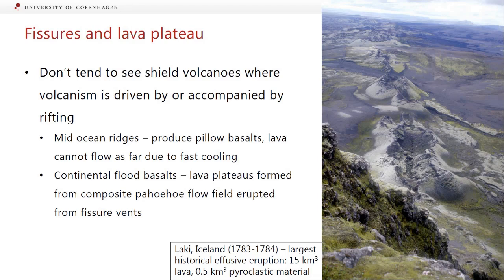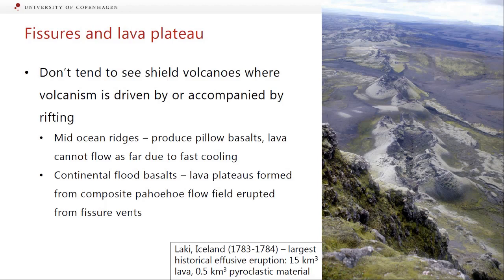Where we have rifting, so this is either a mid-ocean ridge or, say, a continental rift, continental flood basalt setting, we don't tend to get these shield volcanoes, and you see more lava erupting from fissures. So at a mid-ocean ridge, you may have some kind of central volcano, but because everything is pillow basalt, the flows can't really flow out very far and make a big shield volcano. On top of that, the oceanic crust is constantly being moved away from the site of melting, so you don't really get that kind of shape.